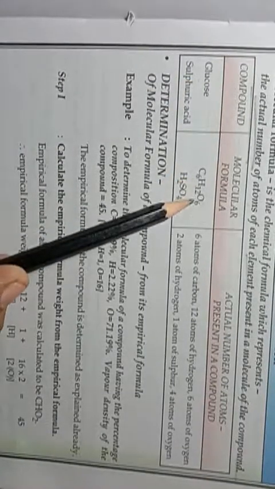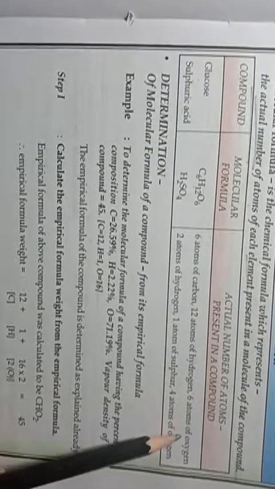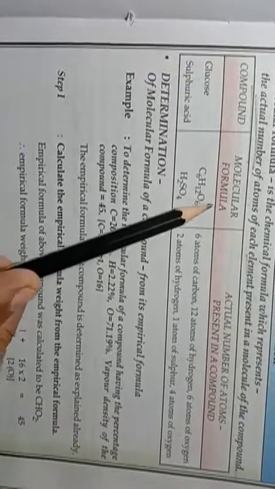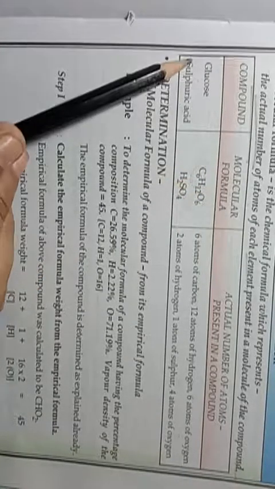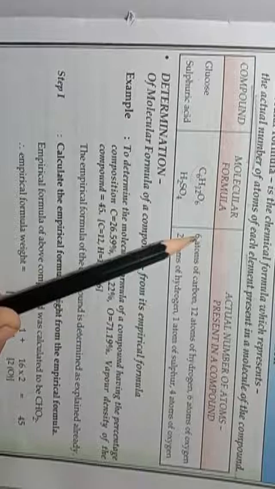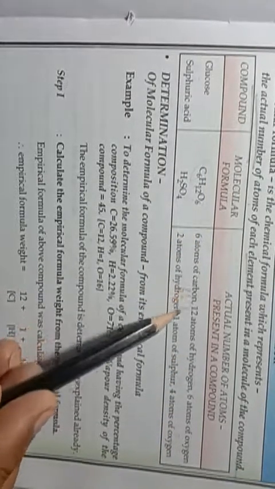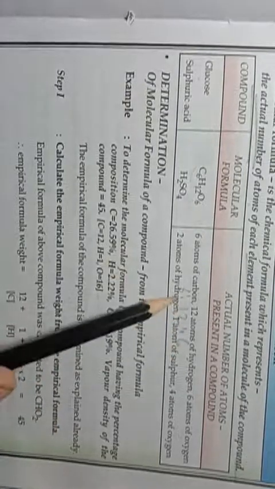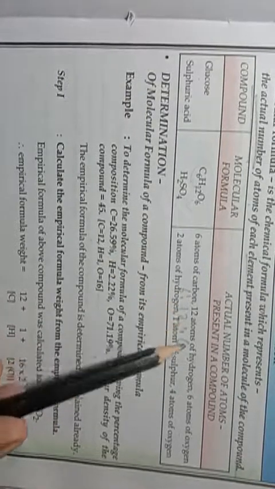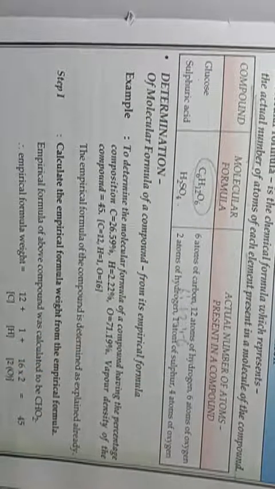Okay, for example, glucose, and its molecular formula is C6H12O6. So here 6 atoms of carbon, 12 atoms of hydrogen, and 6 atoms of oxygen. So in a molecule of glucose, the ratio of carbon, hydrogen and oxygen is 6:12:6. This is the actual ratio, and this ratio is shown by the molecular formula of that compound. Sulfuric acid, H2SO4: 2 atoms of hydrogen, 1 atom of sulfur and 4 atoms of oxygen.